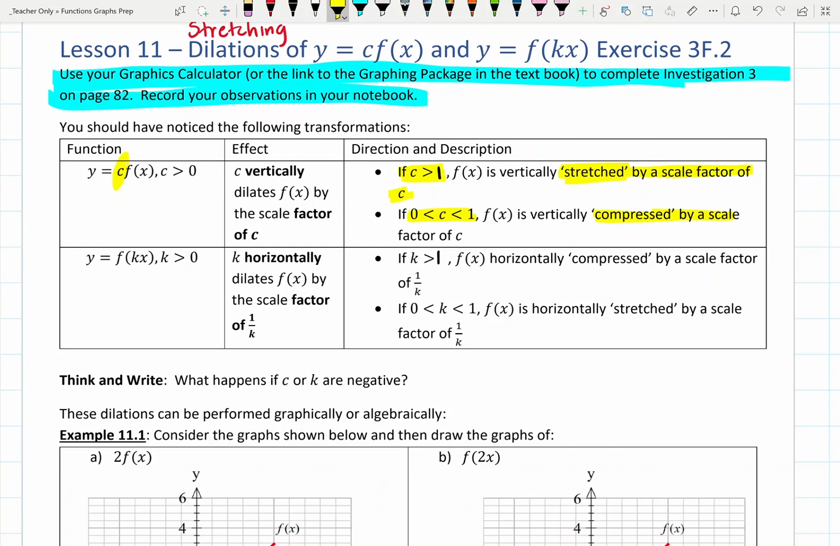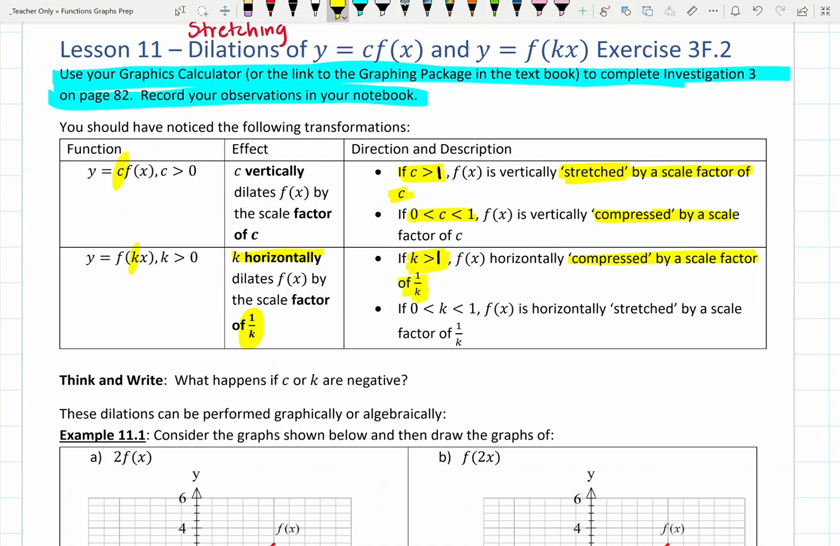In the second location that the dilation factor can be in, if it's actually multiplying each individual x, and not the entire function, but each individual x, as in f of kx, then k will horizontally dilate this, by a scale factor of not k, but 1 on k. And again, there's a difference between k being greater than 1. If k is greater than 1, instinctively you would think it's going to stretch it. But in actual fact, when k is greater than 1, it compresses it. It compresses it by a scale factor of 1 on k.